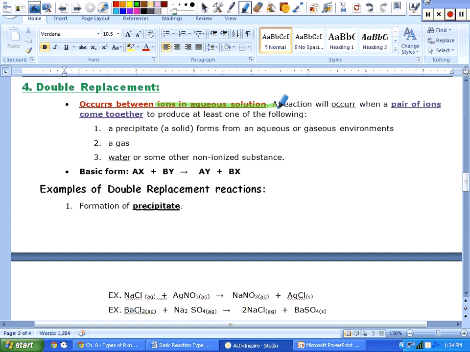So basically I take this solution that looks like a liquid, and I take this other solution that looks like a liquid, but are they pure liquids? No, they've got other stuff mixed in them. You just can't see it. Sometimes the solutions are colored, and based on the color, you can possibly tell what the solutions are, but we're not going to get into that. But you take these two solutions and you mix them together. So a reaction will occur when a pair of ions come together to produce at least one of the following. So there's three things it could potentially produce.